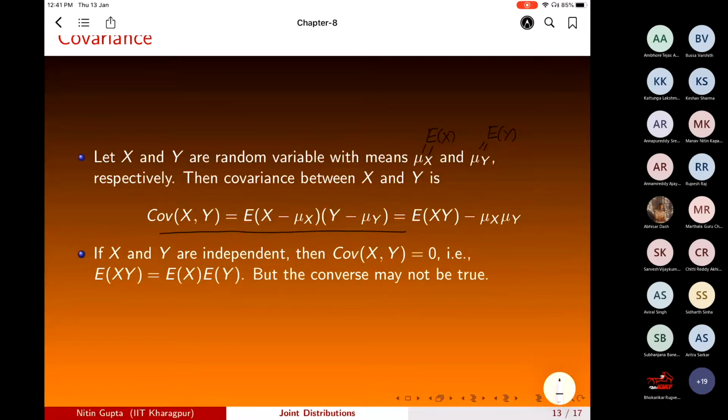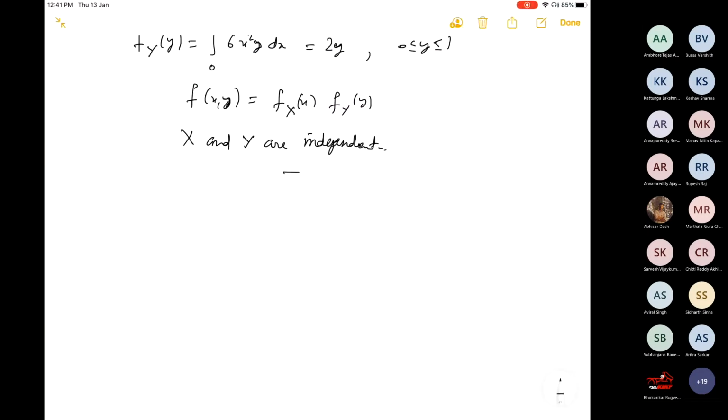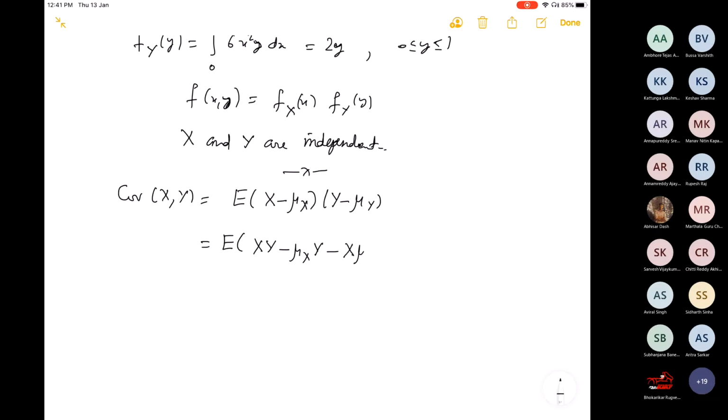So if we define covariance between x comma y as the expected value of (x minus mu x)(y minus mu y). Okay, so therefore this can be written as the expected value of xy minus mu x y minus x mu y plus mu x mu y.